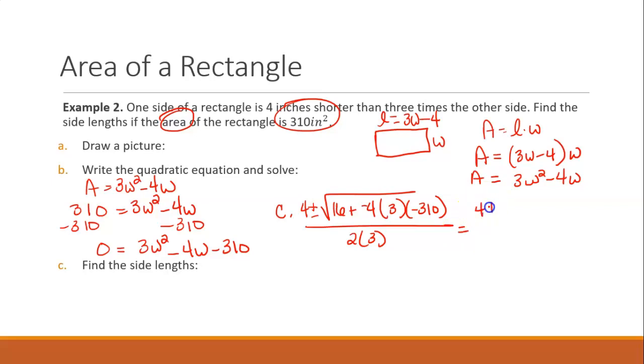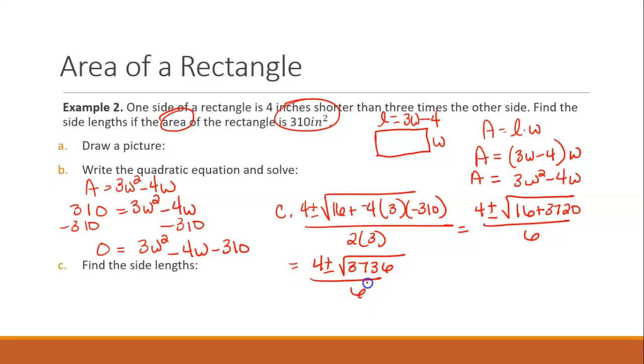So this becomes 4 plus or minus the square root of 16 plus, I'm going to do 4 times 3 times 310. And that gives me 3,720. I'm going to add 16 to that. So that gives me 4 plus or minus the square root of 3,736, divided by 6. I'm going to find the square root of that answer, and that gives me 61.1. So it's 4 plus or minus 61.1 divided by 6.